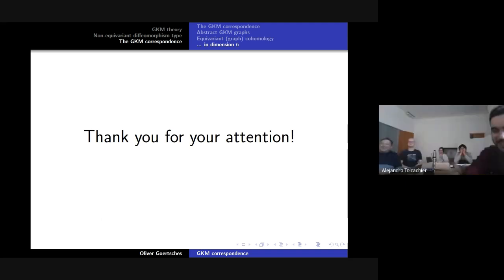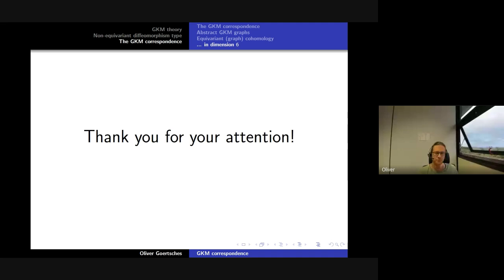Is there a classification of GKM graphs for dimension 6? No, there's no classification of GKM graphs in dimension 6. If I remember correctly, there is some PhD thesis which classifies GKM graphs in dimension 6 with at most 6 vertices, I think. And this is like 80 pages or something, the PhD thesis. So this is already a lot.